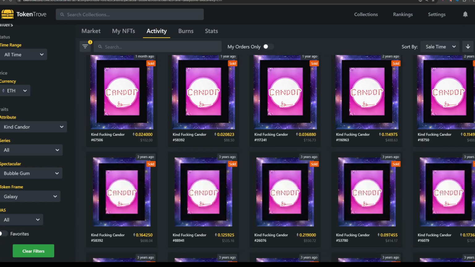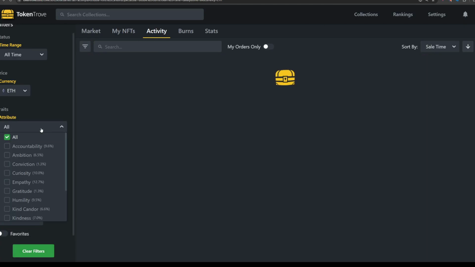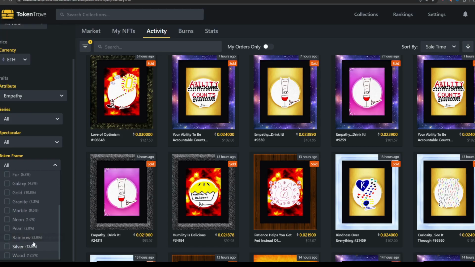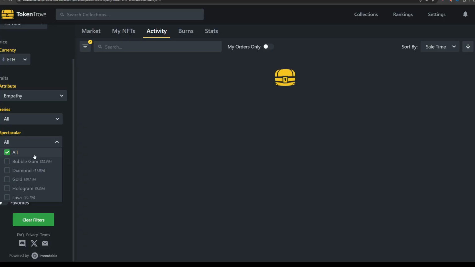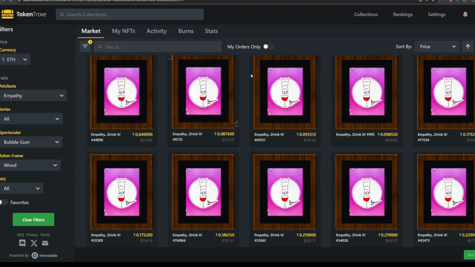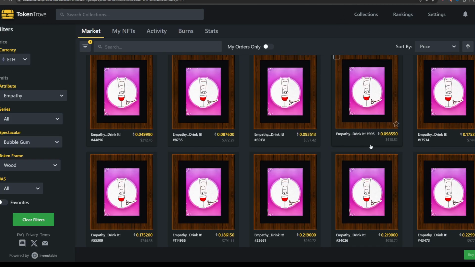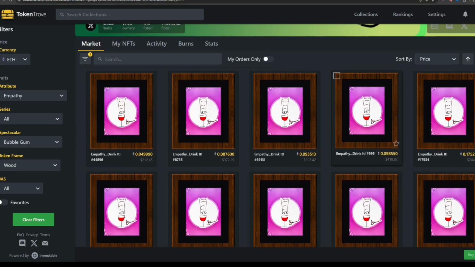Empathy Bubblegum Wood. Let's check out the listed price first. Okay, so that was for 0.09855. So it's all the way up here. So there are 3 more in the order book before that. Let's take a look at the activity.